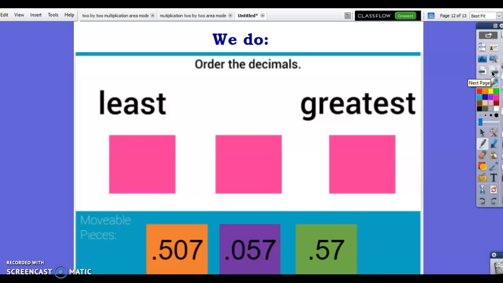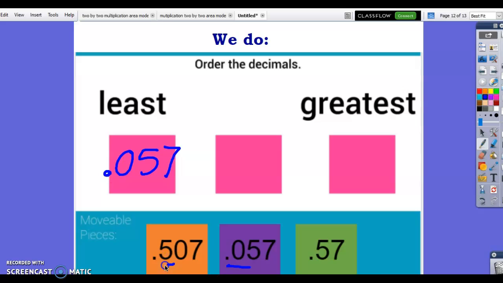Next one, you have least to greatest, the last one of comparing that we are going to work together. Pause the video here and see if you can put these in order. Okay, so you should have noticed that your 0 was going to go first. So 57 thousandths is your first.